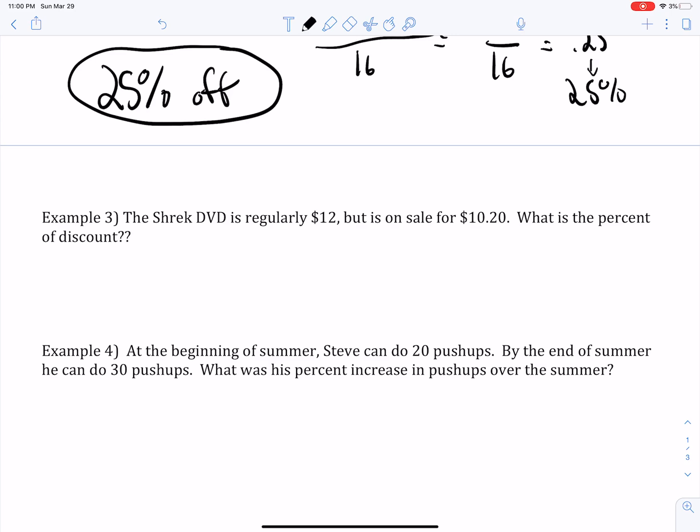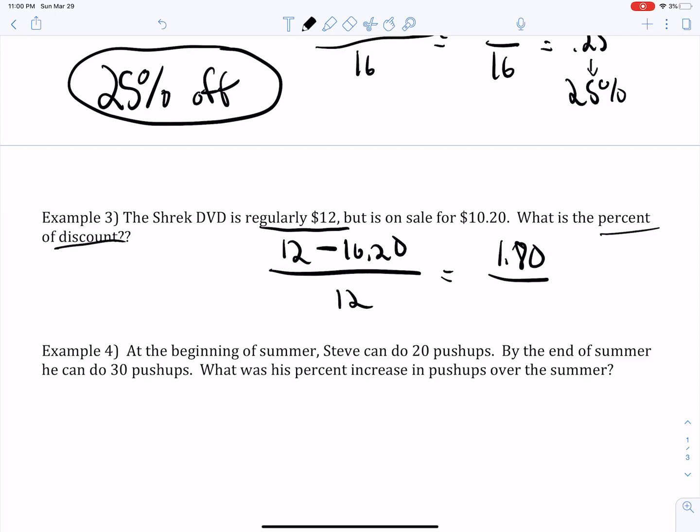Alright. So the Shrek DVD is regularly $12, but it's on sale for $10.20. What is the percent of discount? So we want to find the percent off that they're selling it for. It was 12, now it's $10.20. What percent off is it? So we'll do 12 minus $10.20 over the original. So we'll have 1.8 over 12, and you can go to your calculator, and you'll get 0.15. And that as a percent is 15%. So it's 15% off the Shrek DVD.